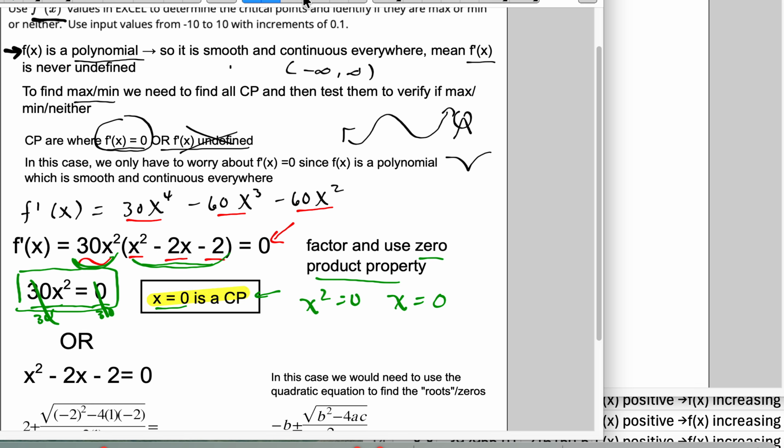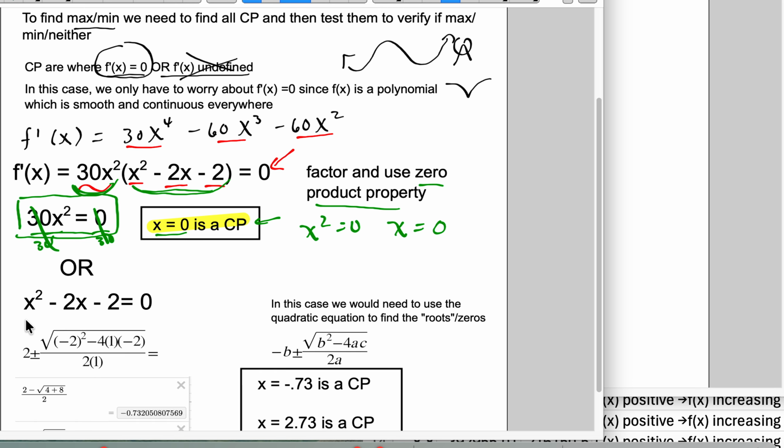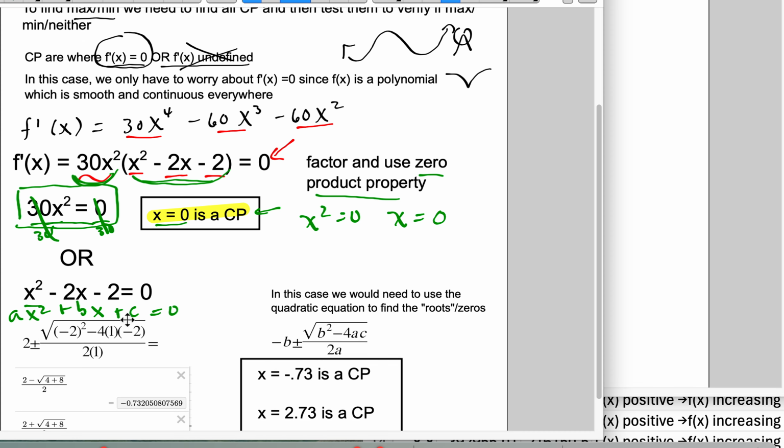Now let's take a look at the next expression right here. This is a quadratic, which is in the form of ax squared plus bx plus c. If I set that equal to 0, I can try to factor it, but I already know that this does not factor. So I'll have to use the quadratic formula: negative b plus or minus the square root of b squared minus 4ac, all over 2a. Here, a is 1, b is negative 2, and c is negative 2.